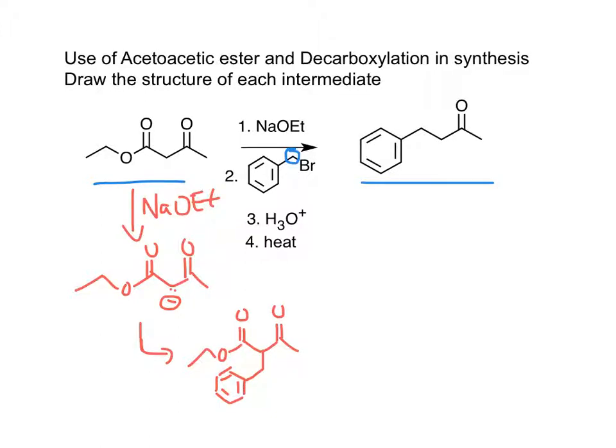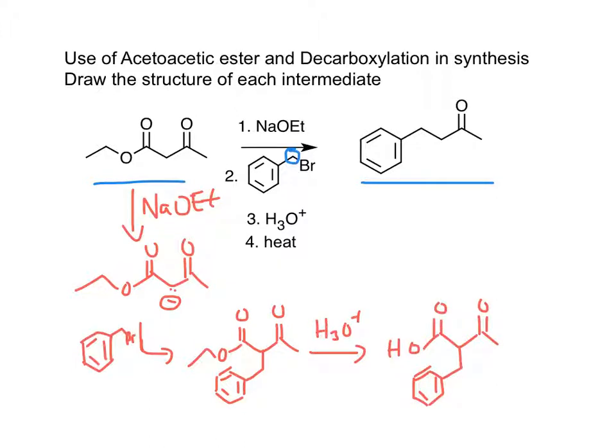In the third step, H3O plus is used to convert the ester group to an acid group. Note that this compound is a beta keto acid, so by heating this compound, it will undergo decarboxylation to form the product. Note that the acetoacetic ester synthesis lengthens the chain in this compound by 3 carbons as mentioned earlier.